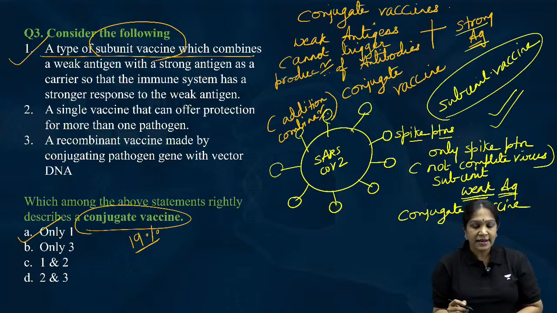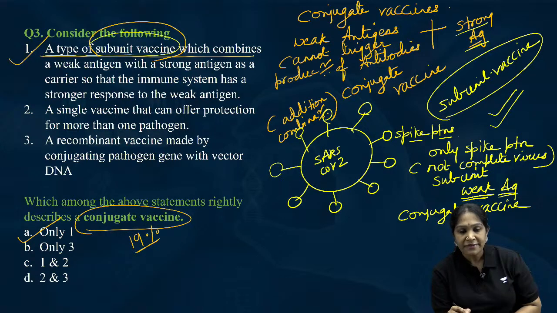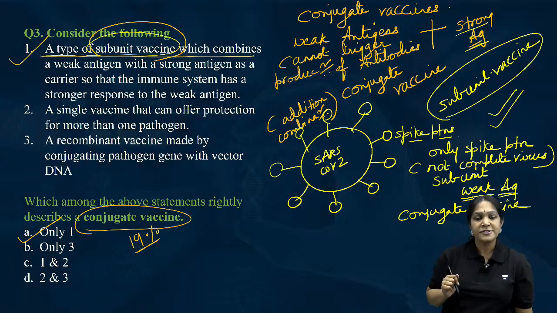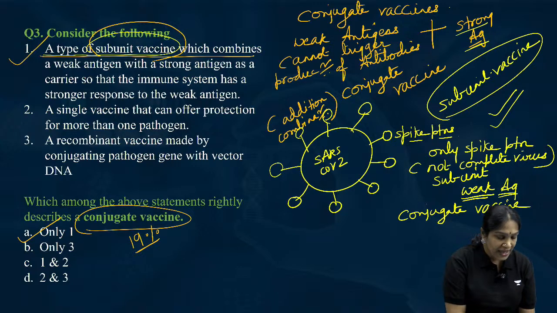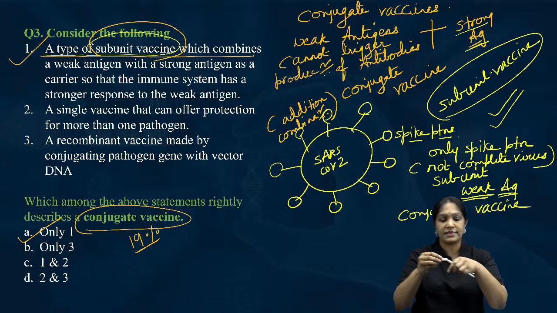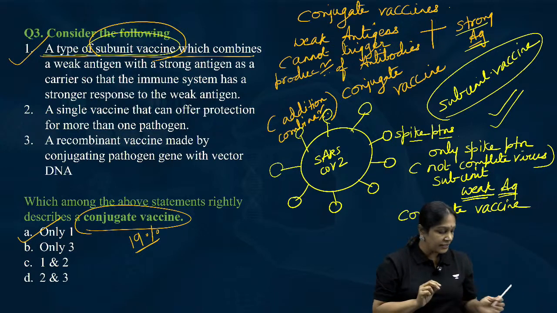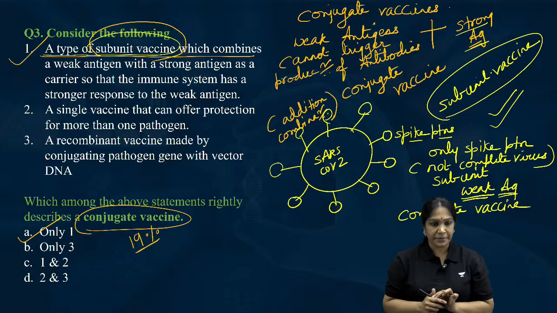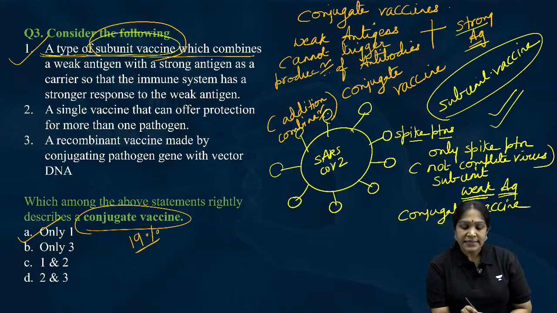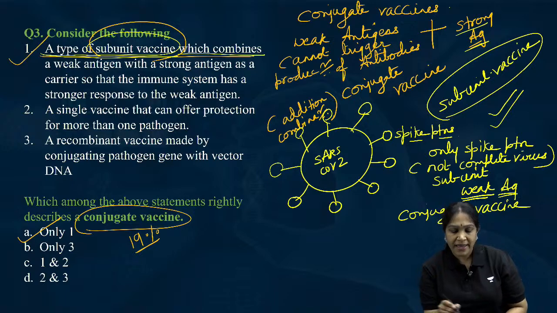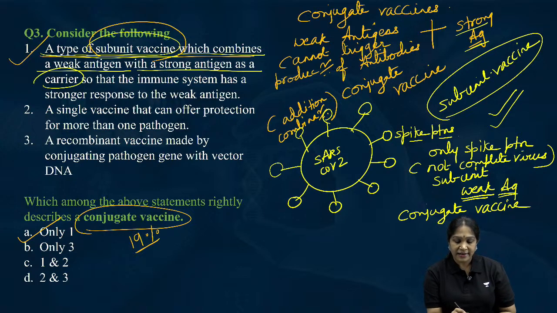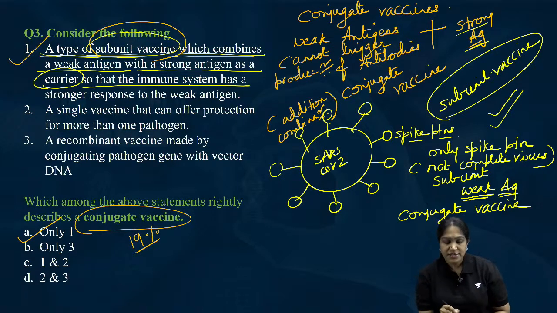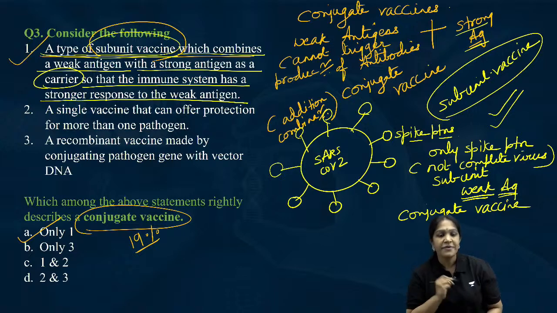So, can we say that it is a type of subunit vaccine? No, the spike itself is called the subunit, like this. This cap is a subunit of that. Is it clear? So, it is a type of subunit vaccine which combines a weak antigen with a strong antigen as a carrier so that the immune system has a stronger response to the weak antigen.